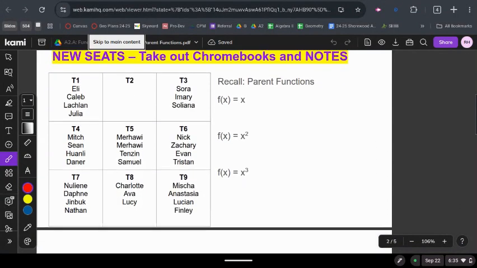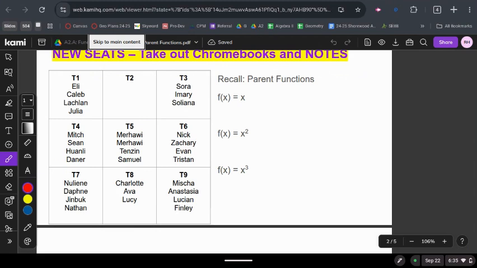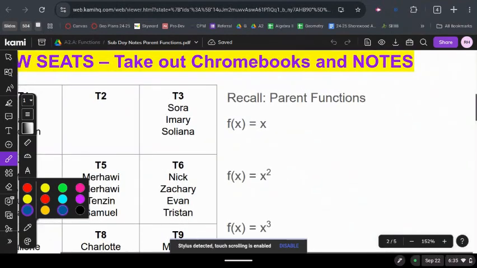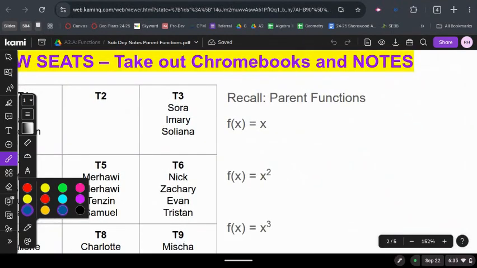This is first period and second or fifth period, and we're going to look through a set of notes to help you with parent functions. And so, this first one is just recalling the three functions we've already gone over. So, I would recommend jotting these into your notes.